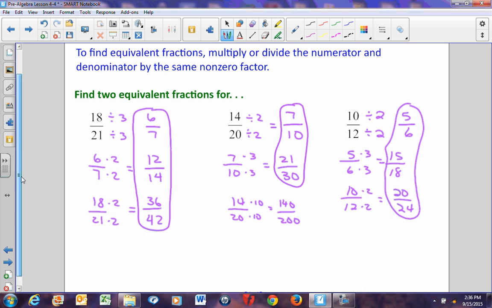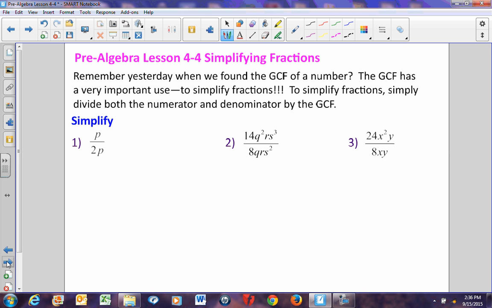All right. Remember the other day when we worked with greatest common factor? Greatest common factor has a very important use for us. It's helpful to simplify fractions. Because if you can divide by the greatest common factor, you can simplify fractions much faster than if you constantly have to divide out numbers. To simplify fractions, simply divide both the numerator and the denominator by the greatest common factor. And the easiest way to do that is to literally write out your problems in prime factorization. I'll tell you, it's the easiest thing to do.